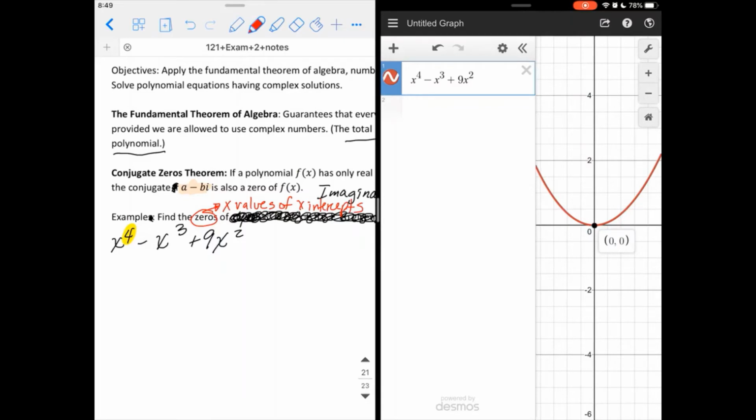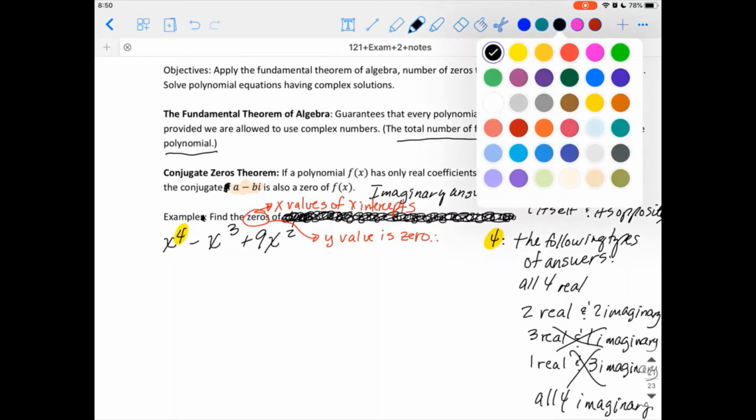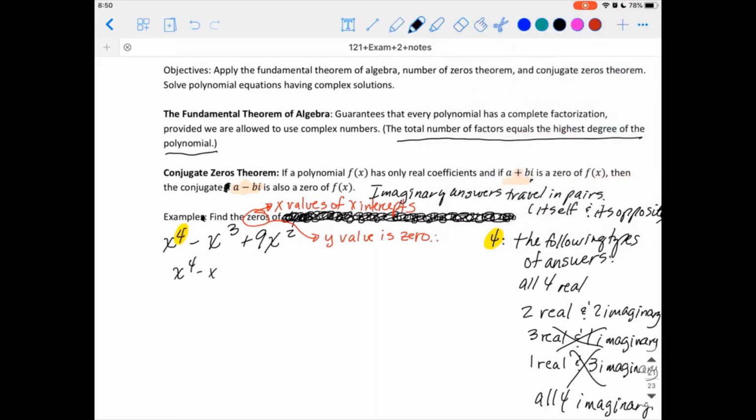Okay, so let's put it into play here now algebraically. Here we go. If I'm going to find the zeros, this also means that the y value is 0. Therefore, I'm going to have x to the power of 4 minus x cubed plus 9x squared equal to 0.